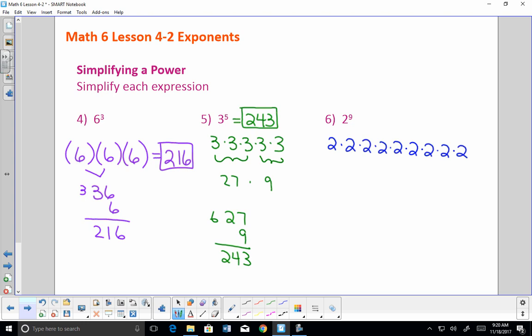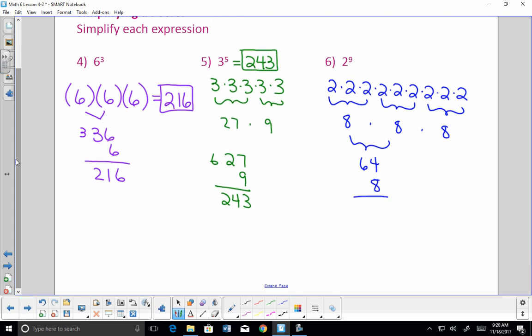Most people don't multiply that very well. They mess up somewhere in the middle. So I would suggest grouping it. Okay? I know that 2 times 2 times 2, 2 times 2 is 4, times 2 is 8. 2 times 2 times 2 is 8 again. And 2 times 2 times 2 is 8 a third time. I know that 8 times 8 is 64, so I basically need to take 64 and multiply it by 8.